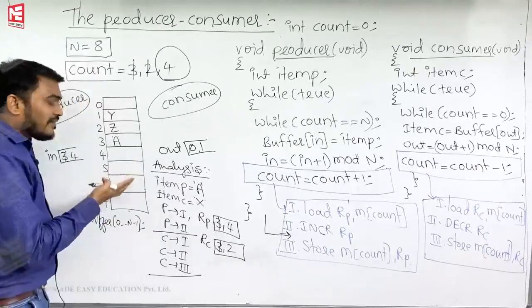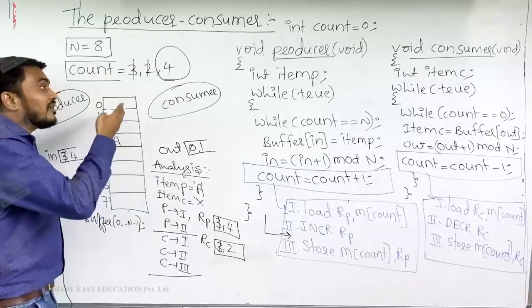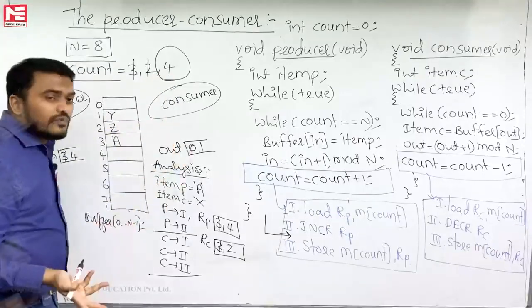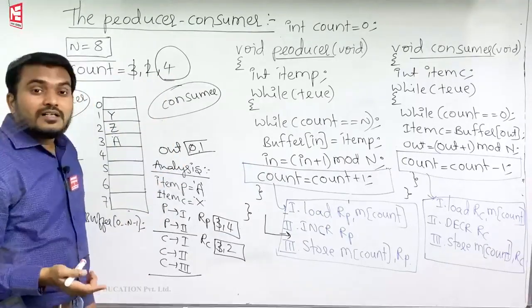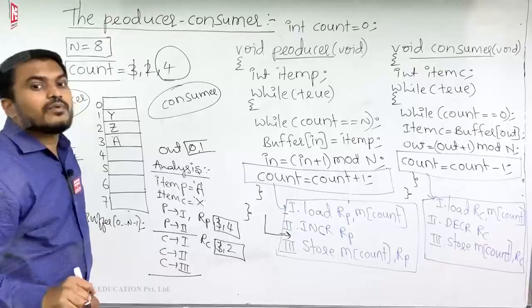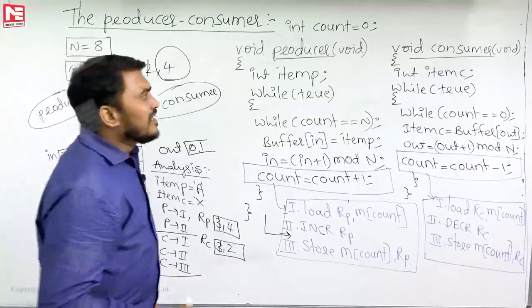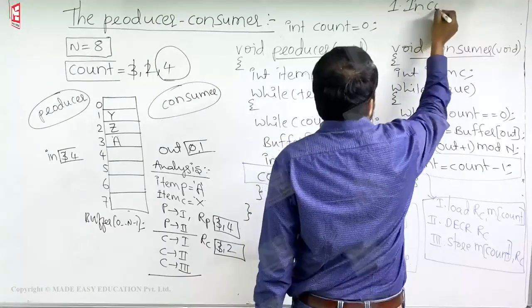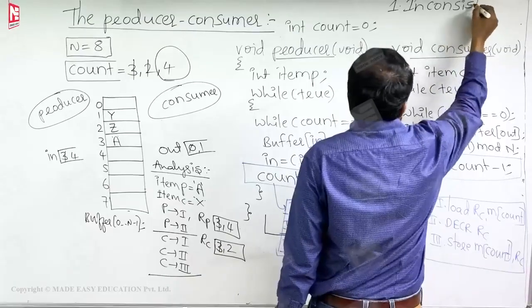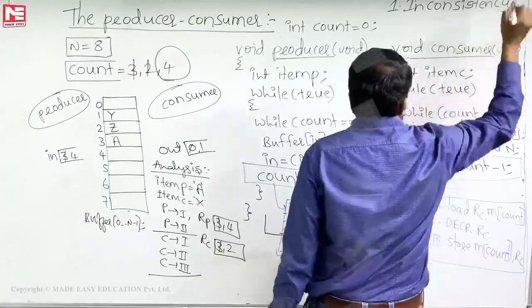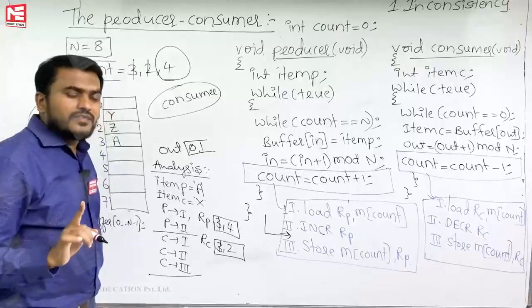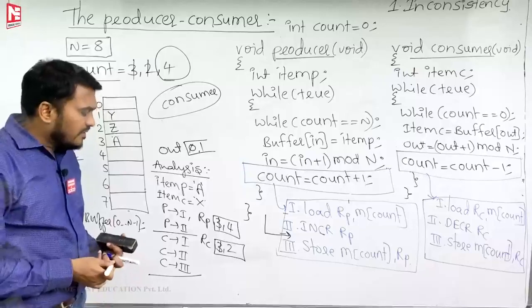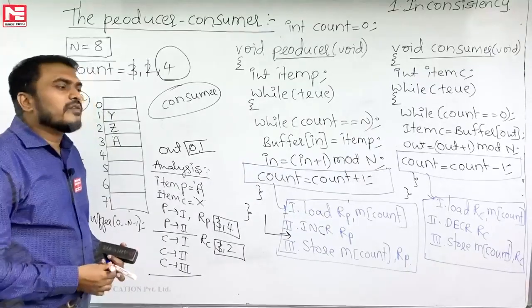So actually the buffer is having only 3 items. But count is showing how much here? 4. So when the buffer is having 3 items, how will the count show 4 here? So it is showing 4. It means that is called the first problem we are having, and this problem is called inconsistency. Okay, I'll explain everything. Whatever your doubts are, I'll explain everything. Listen to me carefully. That problem is called what? Inconsistency. Now understand here why this problem is coming.